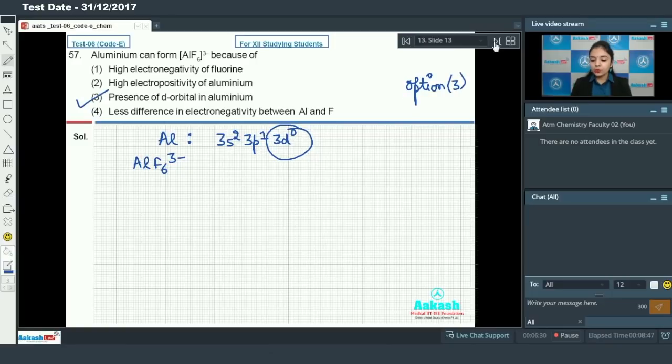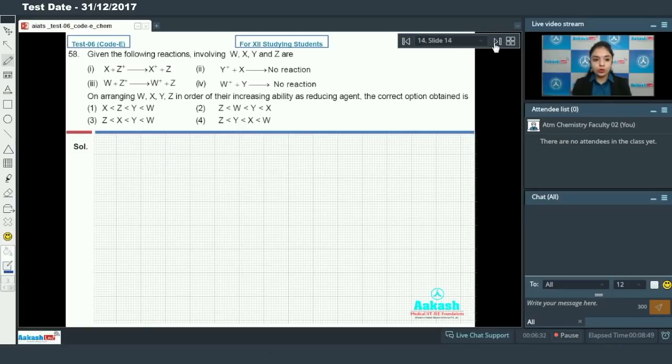So moving on to the next one, we have question number 58, which is related to the strength of the oxidizing agent and reducing agent. So we have 4 reactions involving W, X, Y and Z, and on arranging W, X, Y, Z in order of the increasing ability as reducing agent, the correct option obtained is.